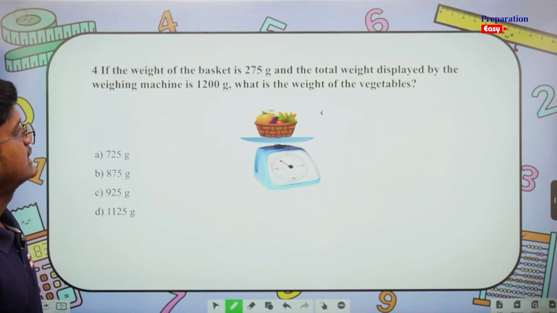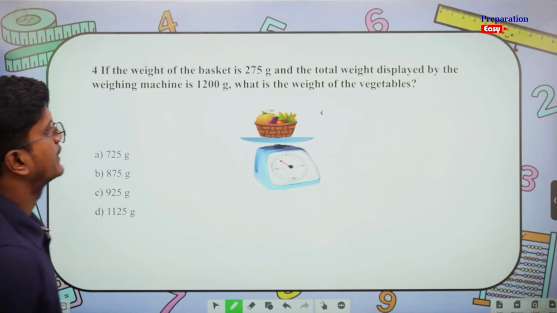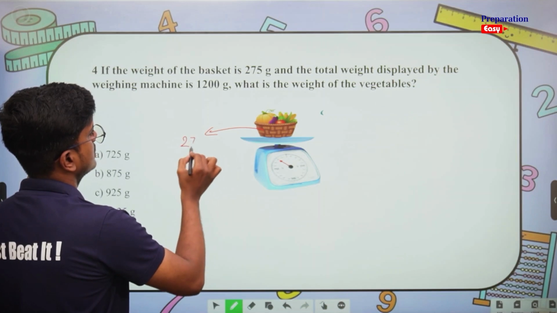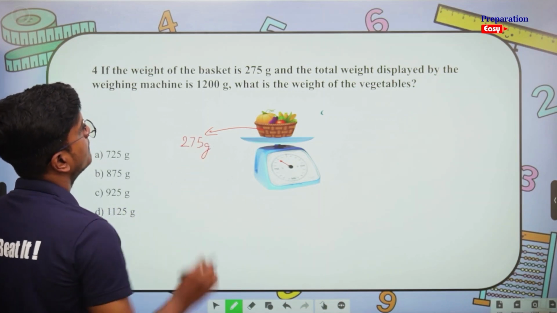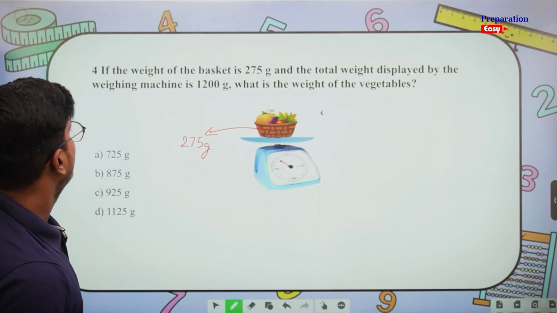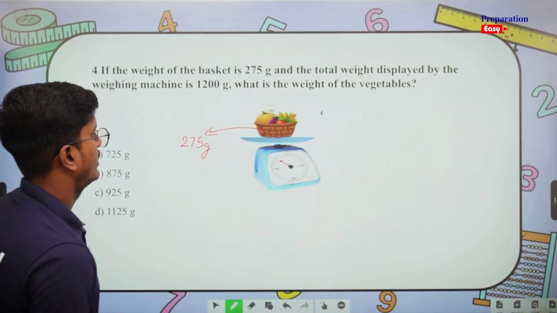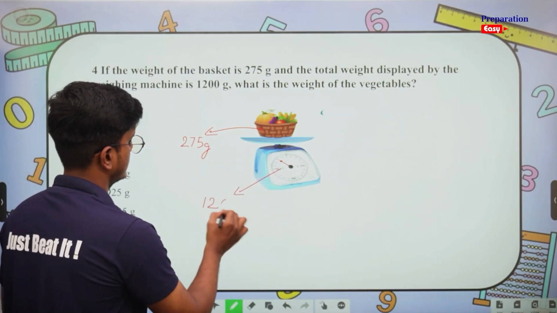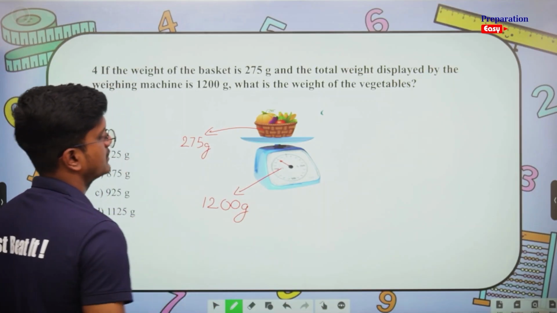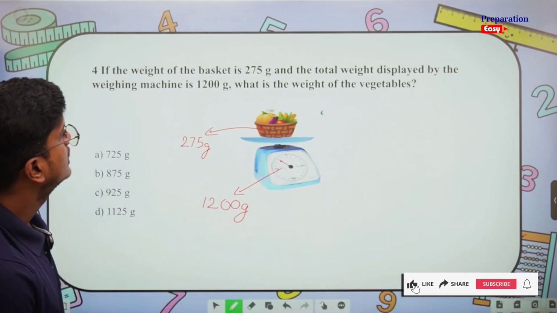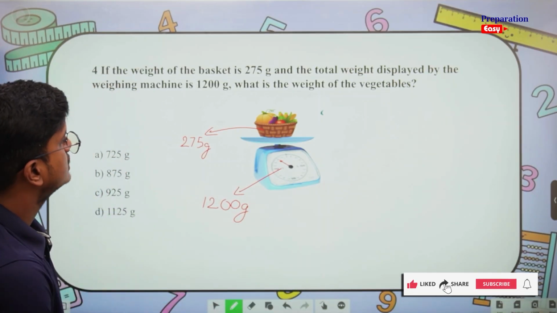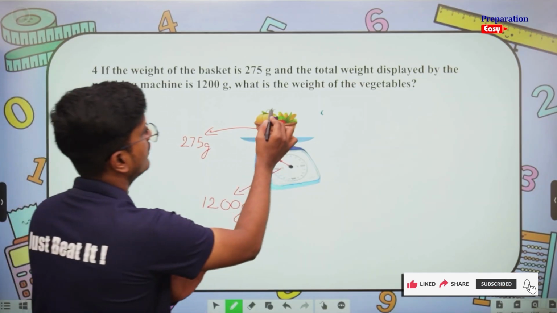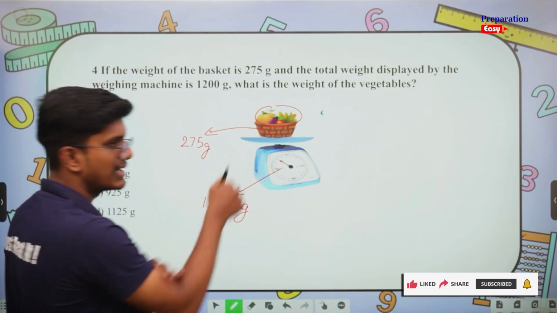If the weight of the basket is 275 gram. So they have shown that weight of the basket is 275 gram. And the total weight displayed by the weighing machine is 1200 gram. And this weighing machine is displaying the weight as 1200 grams. What is the weight of the vegetables? So we have to find just the weight of these vegetables which are in the basket.